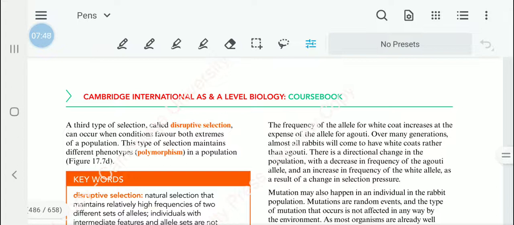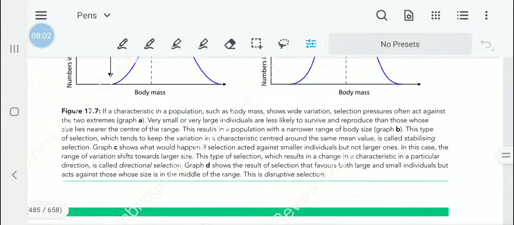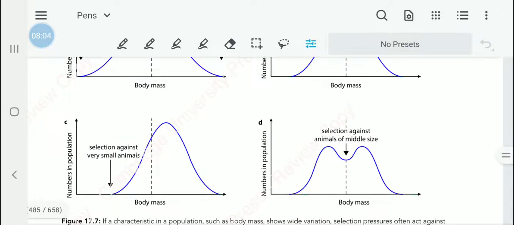In disruptive selection, when the conditions favor both extremes of a population, maintaining different phenotypes, that is polymorphism, that means the large and small. Please draw this.